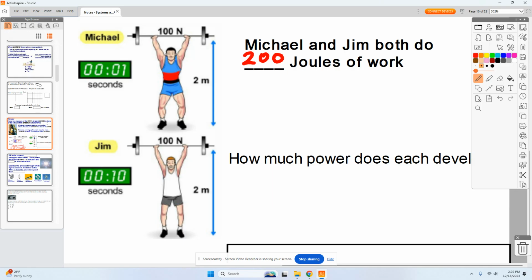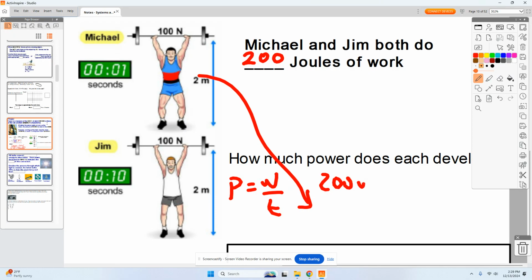Anyone willing to shout out how much power Michael develops? Power is work over time. So for Michael, 200 joules in 1 second, so he does 200 watts. And how about for Jim? 200 joules in 10 seconds, 20 watts. The difference there is how much power they generate. Show of hands, agree or disagree?